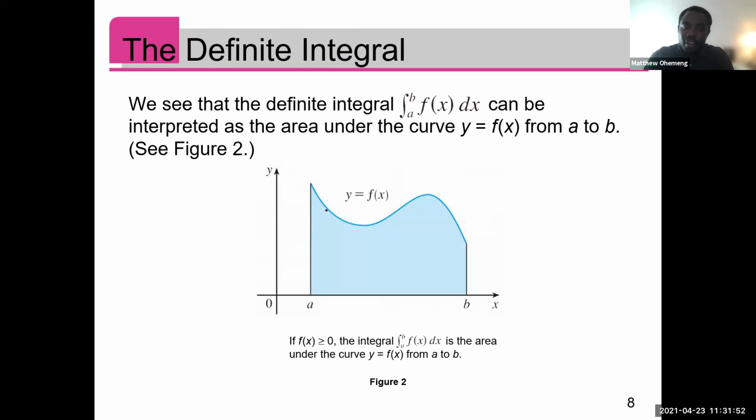Now, if the function is positive, or let's say non-negative in general, like you see here, then the definite integral can be interpreted as what? It can be interpreted as an area under a curve.